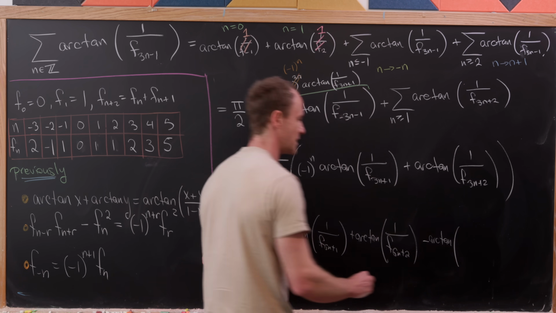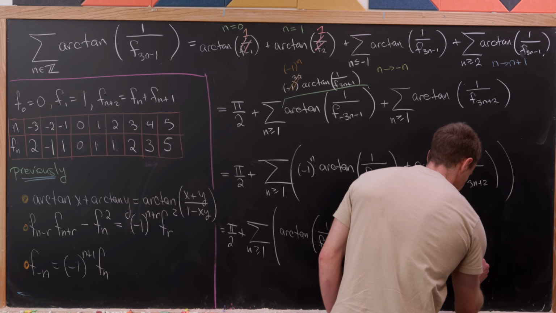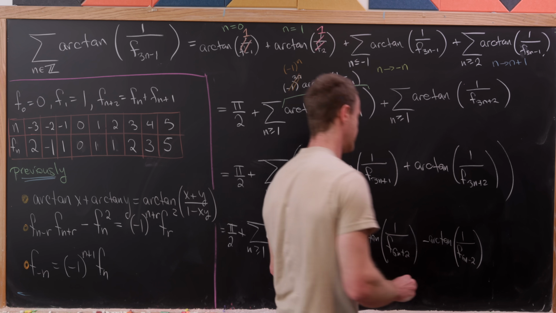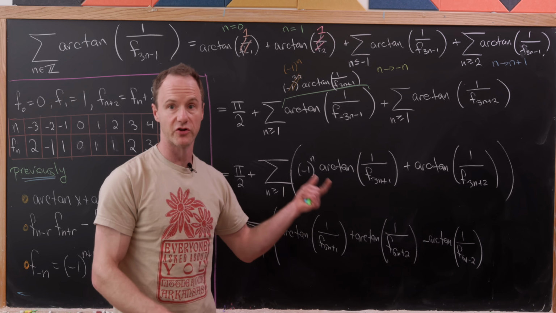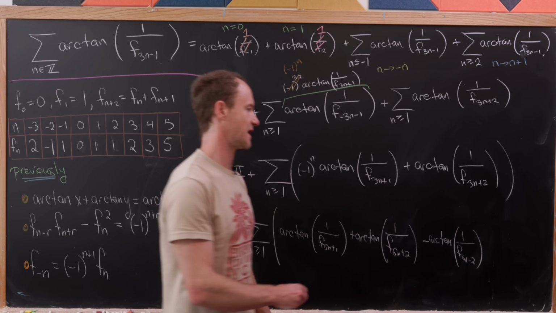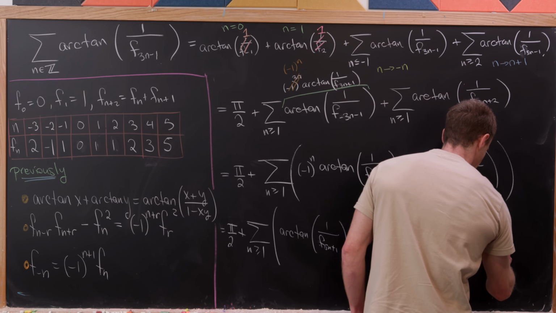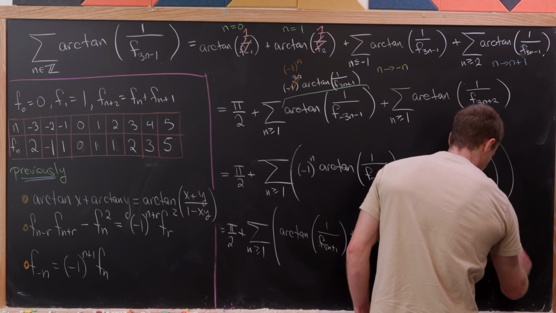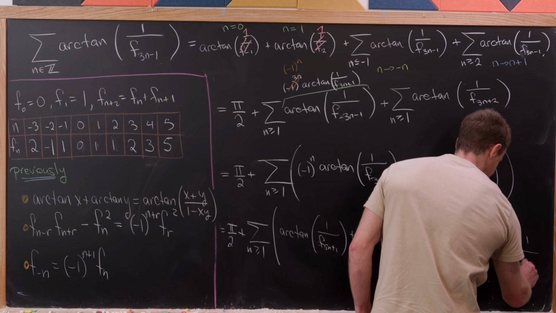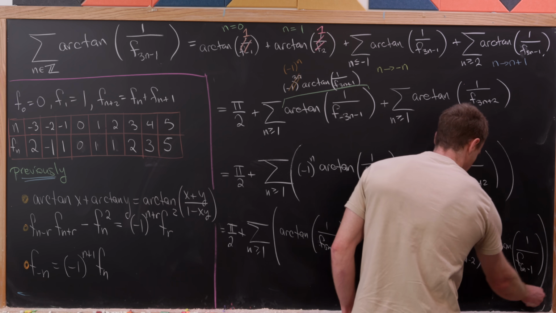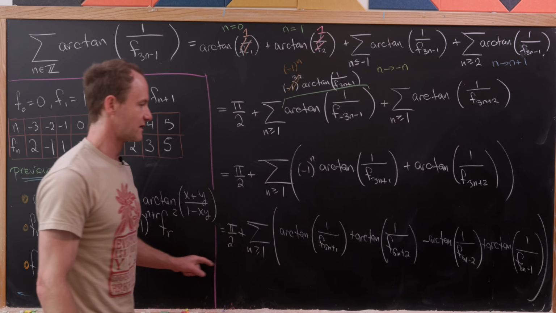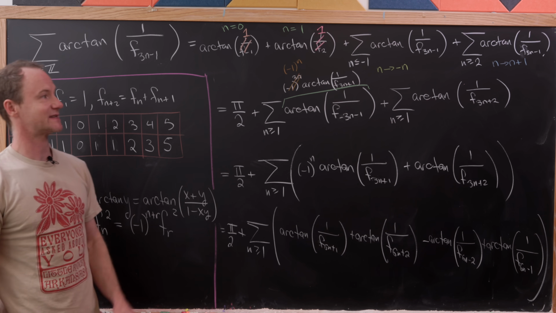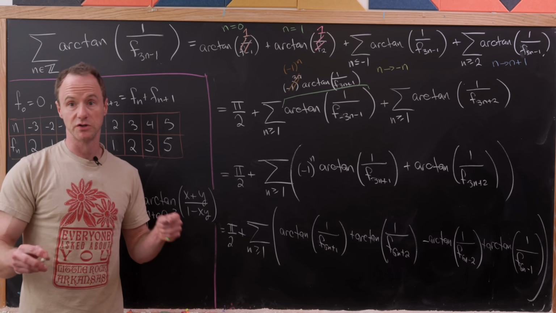Notice that's going to give me 1 over f sub 6n minus 2. Then I'm going to do the same thing with my other term, replace n with 2n minus 1, and that's going to give me a plus the inverse tangent of 1 over f sub 6n minus 1. Okay, cool. So now let's bring this big sum up to the top, and then we'll do the last couple of steps.